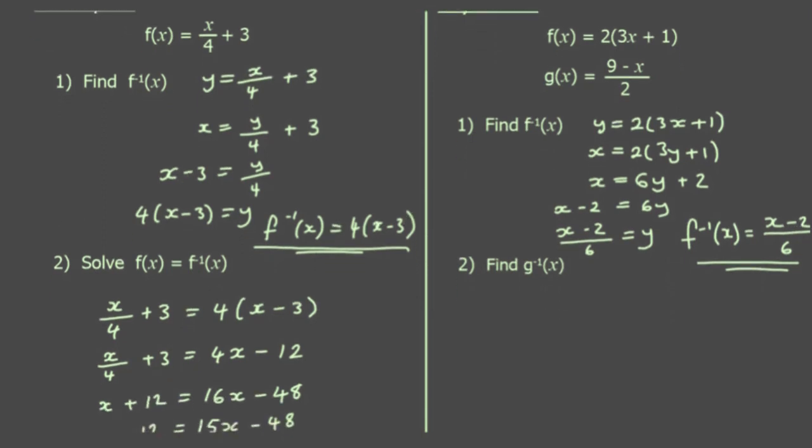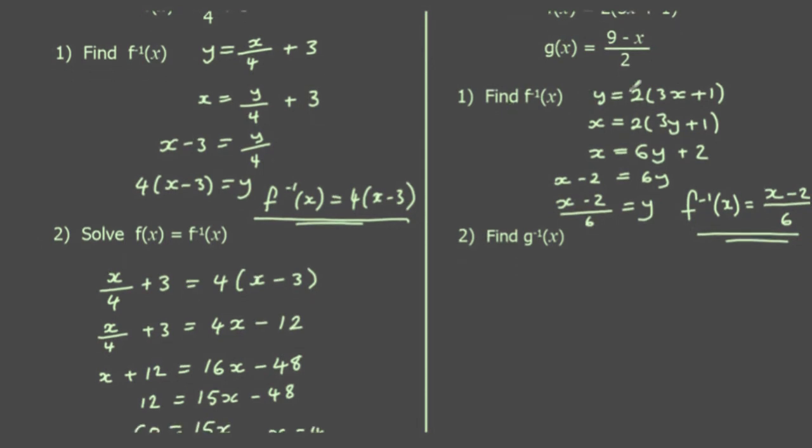For the second one, g inverse of x, so g of x is (9 minus x) over 2. So at the moment we can say y is (9 minus x) over 2. In the inverse function, x becomes y and y becomes x, the input becomes the output and the output becomes the input, and we make y the subject, so multiply both sides by 2.